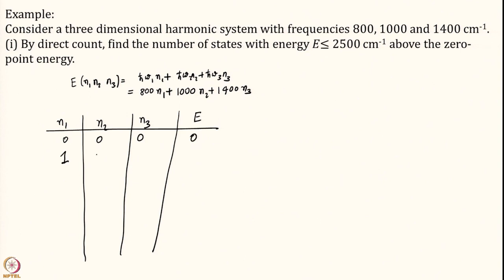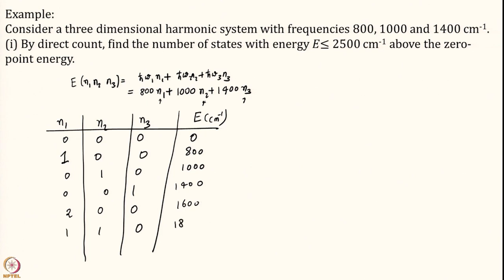I can put one quanta here. If I put n1 equal to 1, n2 equal to 0 and n3 equal to 0, I will get 800 wave numbers. I can put a 0 1 0, that is 1000 wave numbers, still less than 2500. 0 0 1, 1400 wave numbers, still less than 2500 wave numbers. Then let us start putting 2 quanta, let me put 2 quanta here, then I will get 1600 wave numbers. What can I do next? I can put 1 1 0, that will give me 1800 wave numbers.